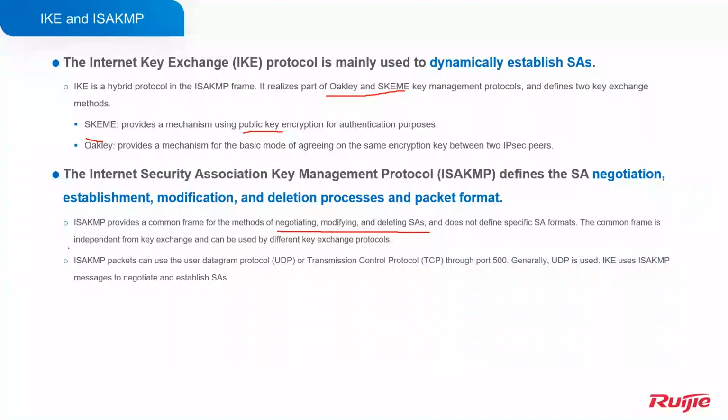And this protocol uses UDP, and can also use TCP, to exchange the parameters, and the port number is 500. So in your network, if you use some filter policy to deny the port number 500, maybe your IPSec VPN also cannot be established successfully. Generally, UDP is used. So this is the basic function of the IKE.